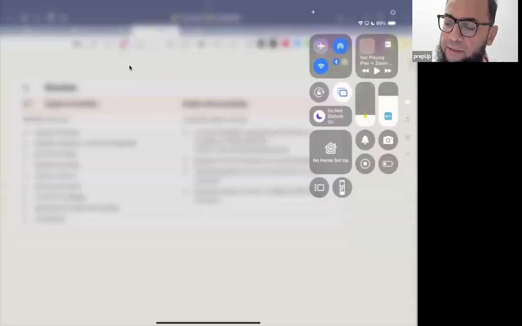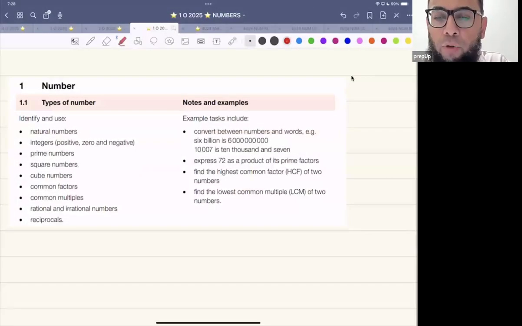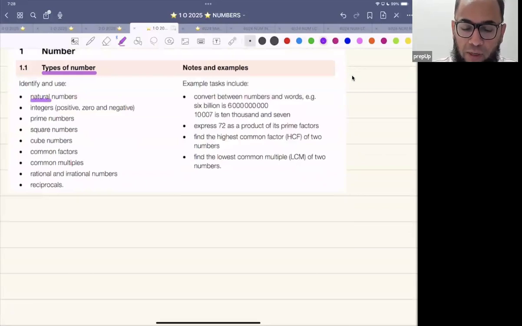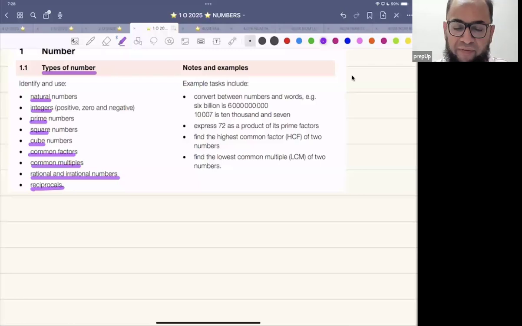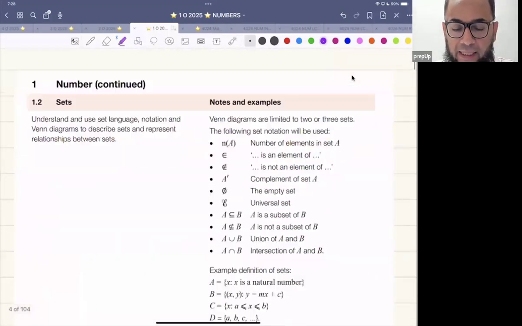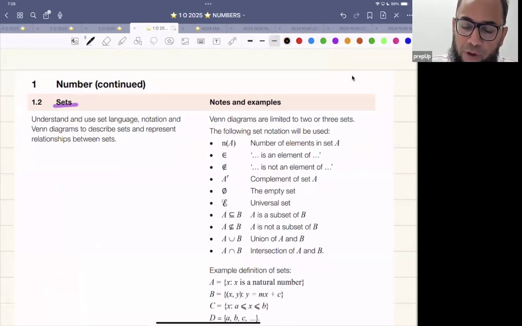Now, when we talk about numbers, the very first thing is the types of numbers. We are talking about natural numbers, integers, prime, square, cube, common factors, common multiples, rational and irrational numbers, reciprocals. We will see all these things when we are doing the questions. Set notation is also considered part of numbers. So this is sets and Venn diagrams.